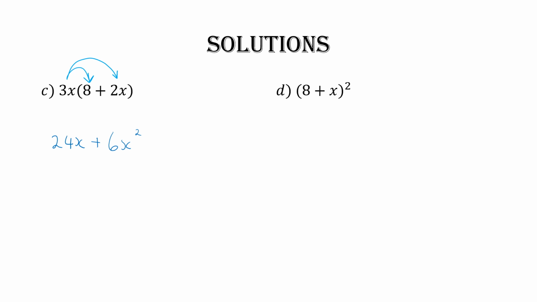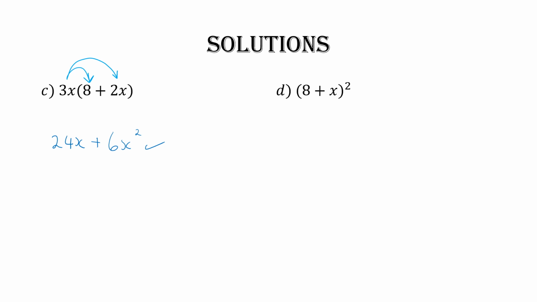So if this x was not squared, we would have had a scenario here where we could have added the 24 and the 6 to make it 30. But because the unknowns are not the same, we cannot add these two. So this is as far as we could go, and that would have been our answer.